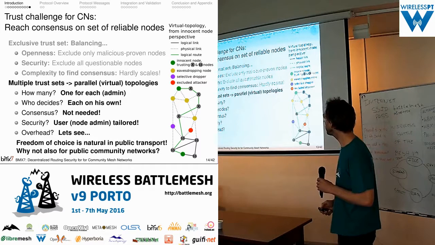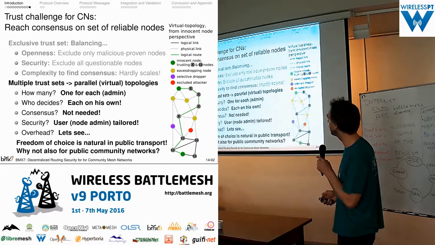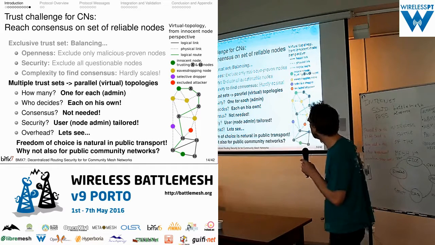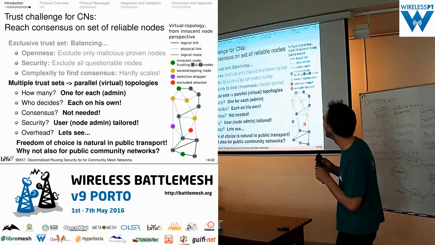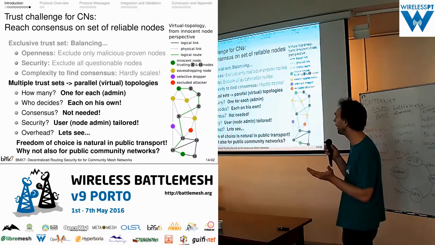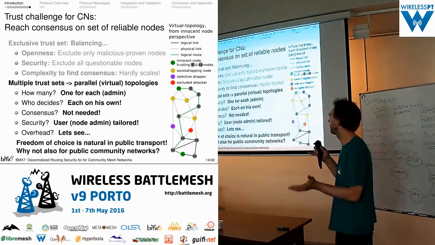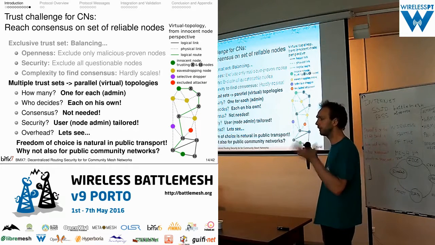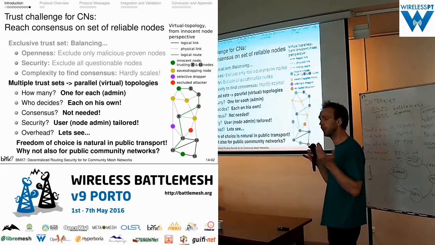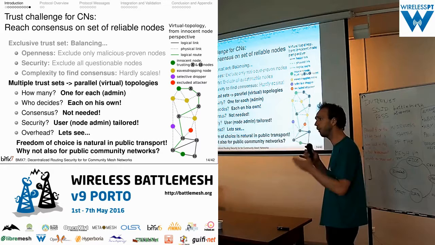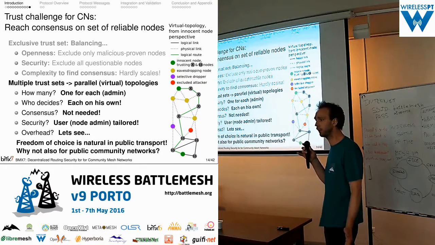The interesting thing is all these question marks disappear if you have as many topologies as you have participants. If for every administrator or for everybody who wants a node, he can have his own topology, then the question of how many disappears, because you have one for all. The next thing, who decides, also disappears. The person for whom this topology is made decides. You also don't need consensus anymore because everybody can decide on his own without interfering with the others.